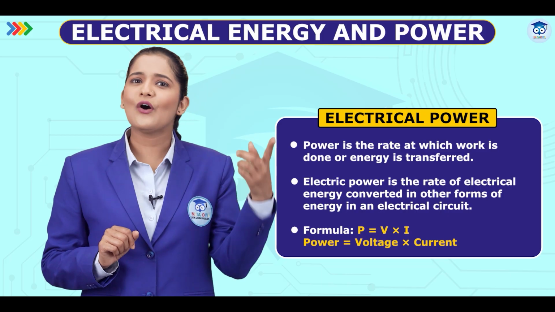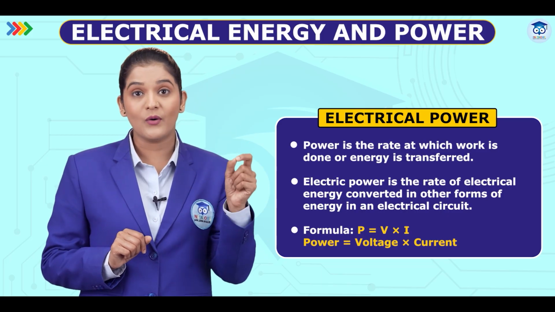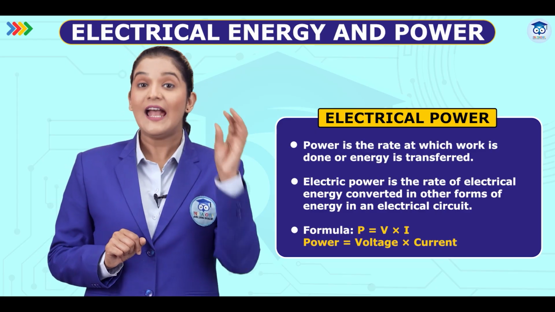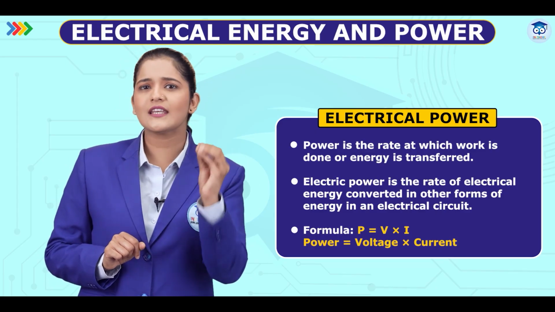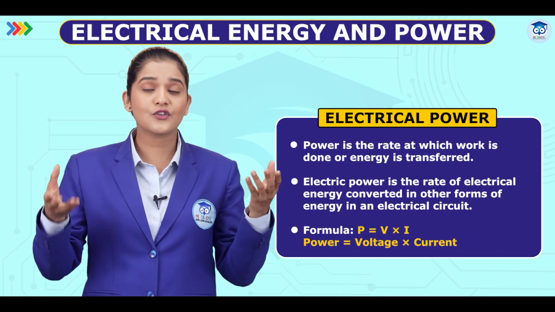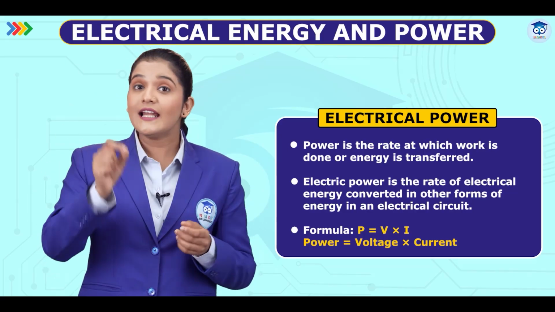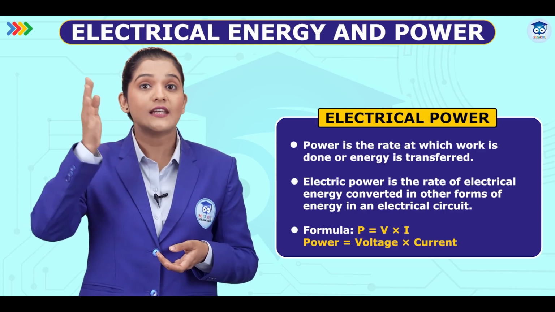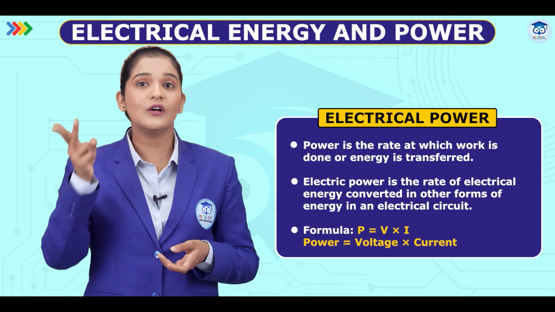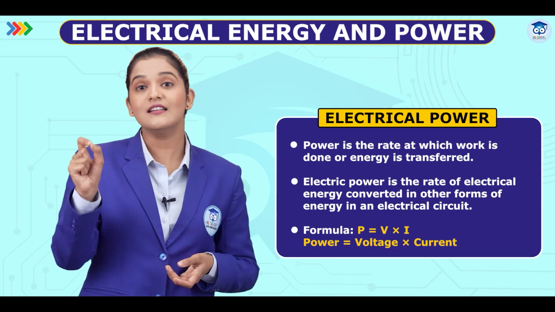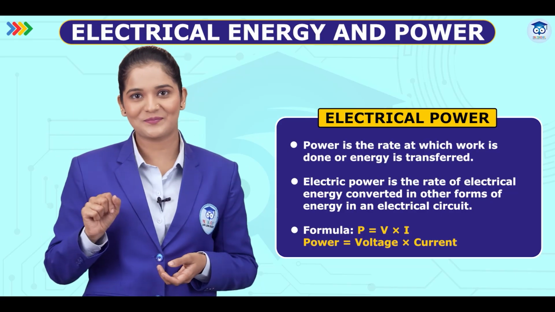Now, moving on to understanding electrical power in a circuit, we begin with the definition of power as the rate at which work is done or energy is transferred. In the context of an electric circuit, electric power refers specifically to the rate at which electrical energy is converted into other forms of energy such as heat, light, or mechanical energy.